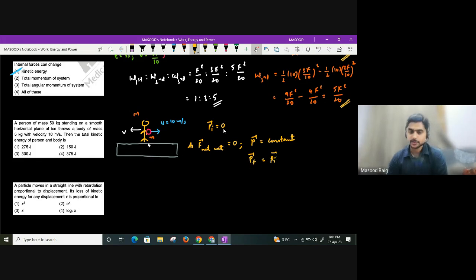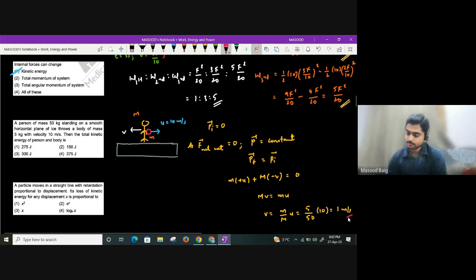So what is the final momentum? Small m mass is moving along the positive x direction. Capital M mass is moving along the negative x direction. Initial momentum should be 0 here. What I'll get: m into v should be equal to M into small u. V value will be small m divided by capital M into u. Small m value is 5, capital M value is 10. Sorry, 50. What is the speed with which it is throwing? 10. What will I get, beta? I'll get it as 1 meter per second.